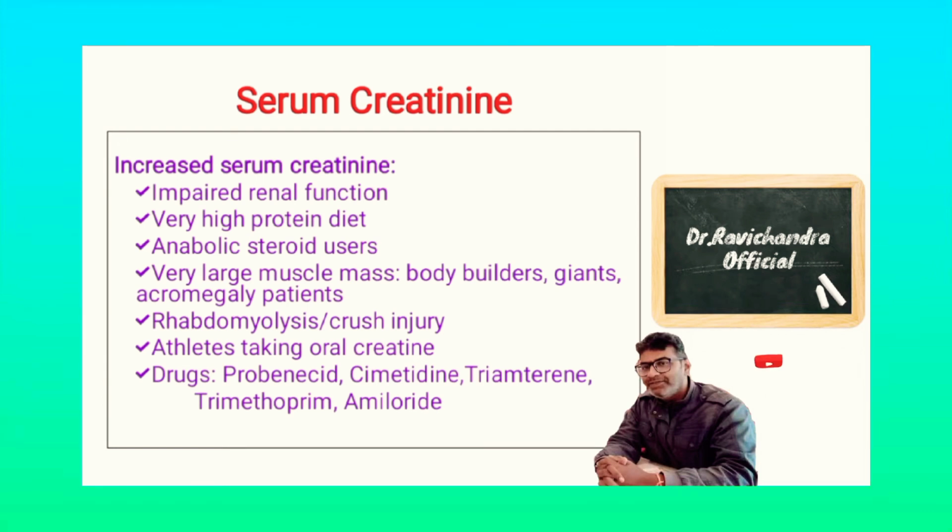Increased serum creatinine is seen in impaired renal function, with a very high protein diet, in anabolic steroid users, and in very large muscle mass like bodybuilders, giants, acromegaly patients, crush injury or rhabdomyolysis, and in athletes taking oral creatine, and in persons who are using drugs like probenecid, cimetidine, triamterene, trimethoprim, or amiloride.